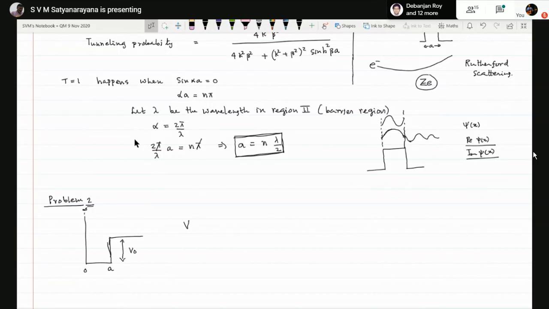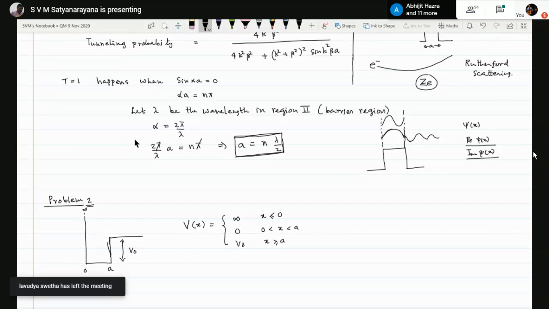If you want to write it down, you have a one-dimensional potential which is equal to infinity if x is less than or equal to 0, and 0 between 0 and A, and V naught if x is greater than or equal to A. Now this potential is interesting because, as I told you earlier with respect to the one-dimensional delta function, this potential is also a kind of cartoon potential, or a one-dimensional mimic.